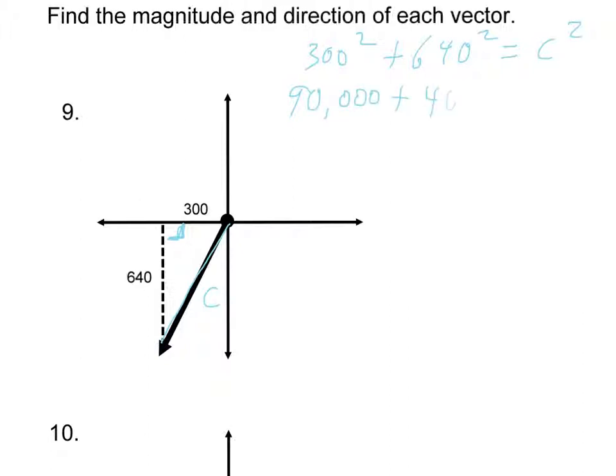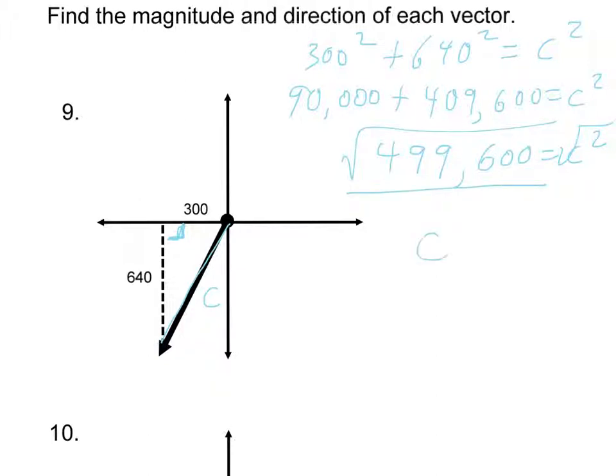So then I end up with 90,000 plus 409,600 equals c squared. When I add those together, 499,600 equals c squared. Take the square root of both sides, and when I square root this number right here, I get c equals 706.8. Now that's the length of my vector.